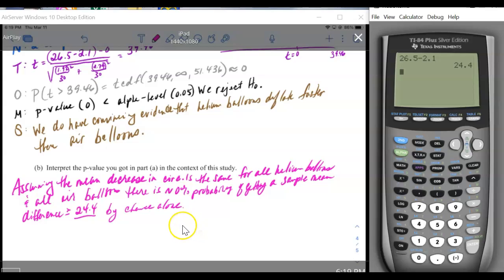Next thing we're going to practice is how to know whether it's a matched pair or a two sample. That'll be fun. That's next time.